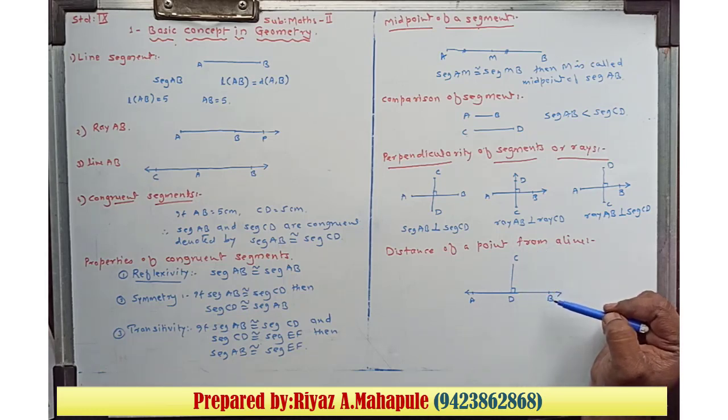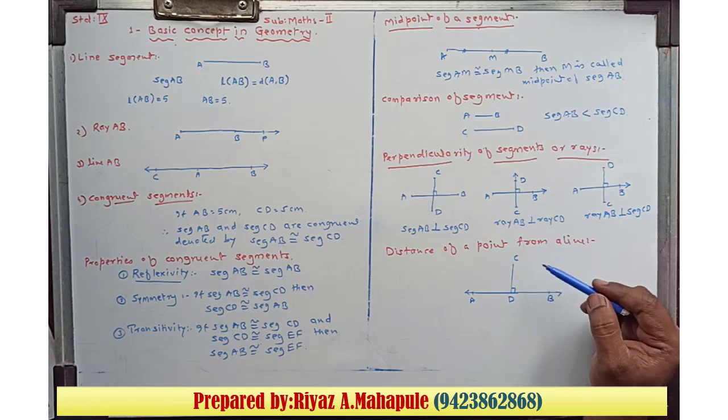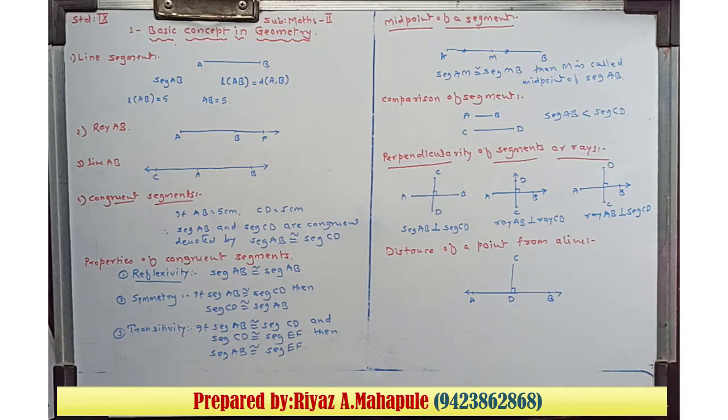Whatever distance it is, that distance should be perpendicular. Then that segment is called the distance of that point from line AB. Okay, so in this way, these are some definitions which are used to solve practice set 1.2. So we'll start the practice set 1.2 now.